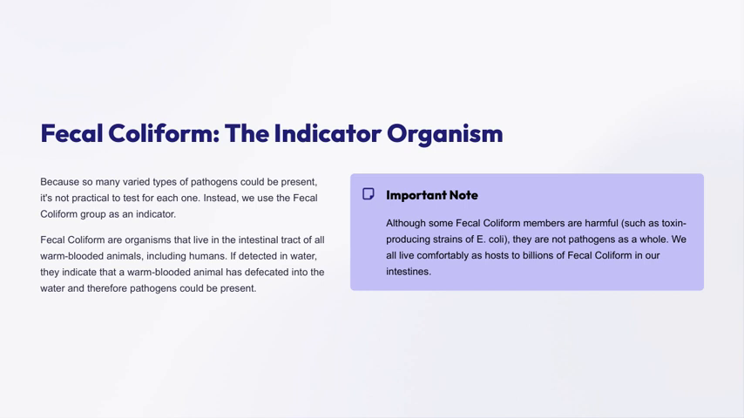Now, I want to highlight an important note here. Some members of the fecal coliform group, like certain strains of E. coli, can produce toxins and be harmful. However, as a whole, fecal coliform bacteria are not necessarily pathogens. They're more like a warning sign. In fact, we all carry billions of these bacteria in our intestines, living comfortably there. So, in summary, fecal coliforms are a practical, reliable indicator because they help us assess water safety without testing for every pathogen. Their presence points us toward potential health risks and guides us in ensuring water quality for everyone.